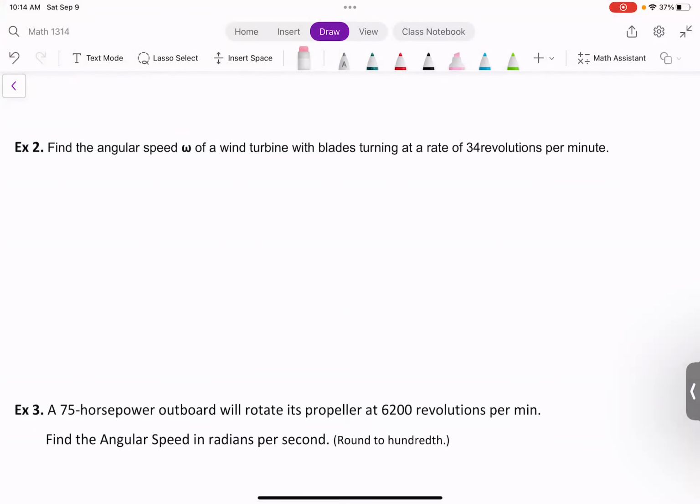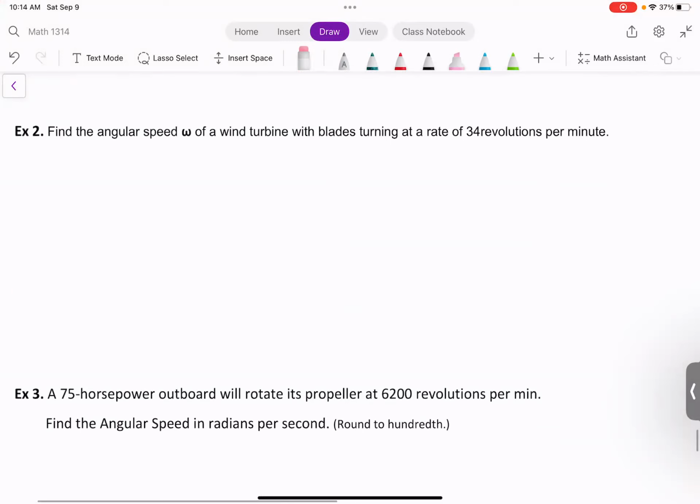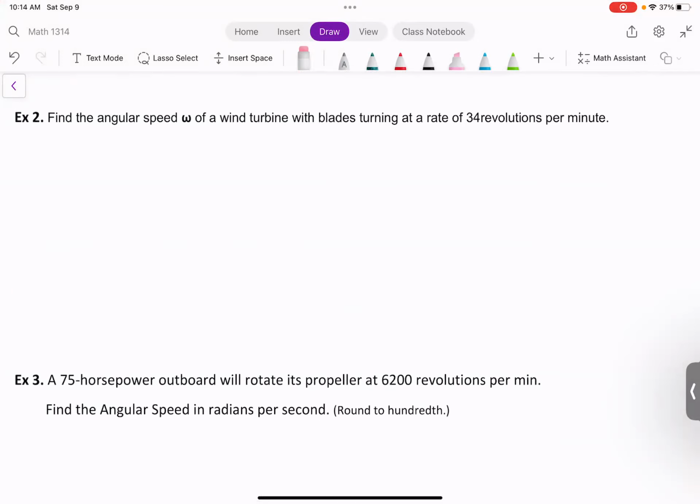Find the angular speed omega of a wind turbine with blades turning at a rate of 34 revolutions per minute. I'm looking for omega. The formula of omega is theta over t. For example, if theta is 1 revolution, that is 2 pi. The angle theta is 2 pi. Now the given information is 34 revolutions, so use 1 revolution multiplied by 34. This is the angle theta.